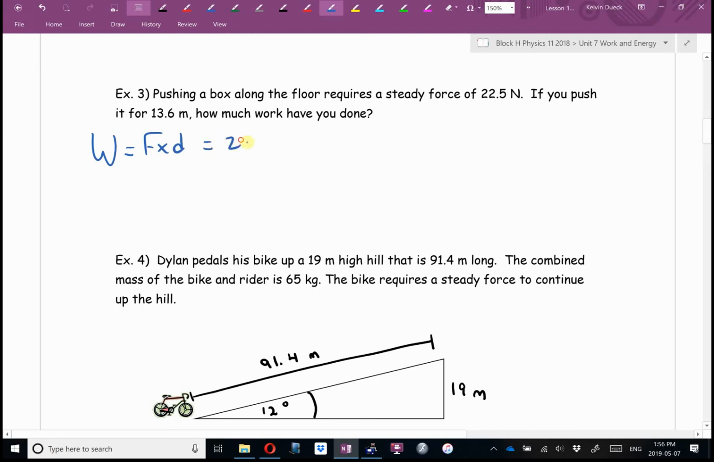The force is 22.5. The distance is 13.6. What do you get? 306 joules of work. That you would shrug off.